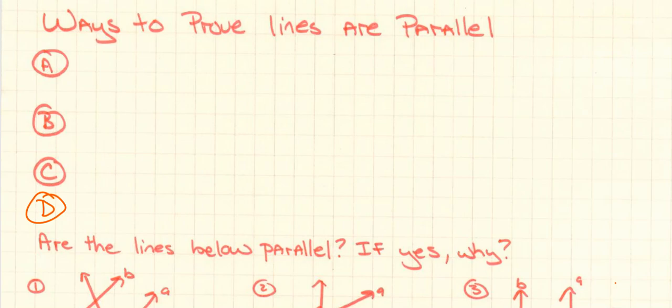Basically, the way to prove these things are parallel are going to be pretty much the reverse of the different angle pairs. So the first one is going to be converse, and we'll start with corresponding angles postulate.